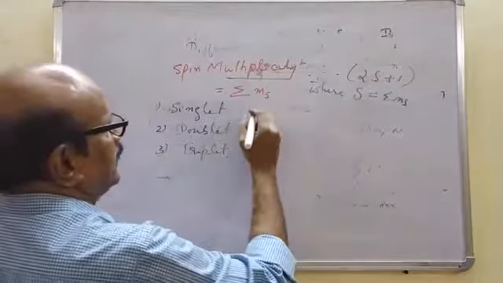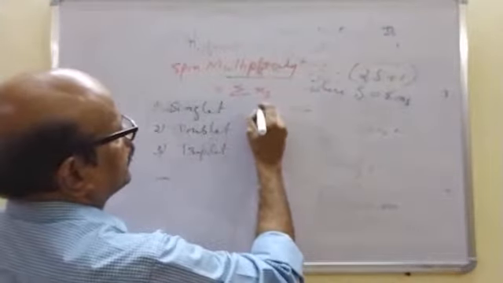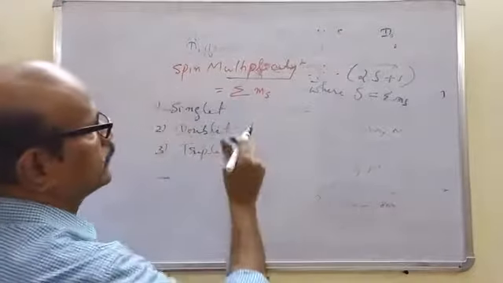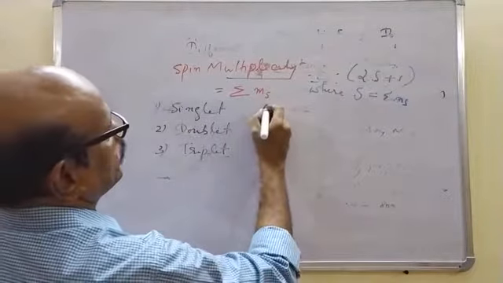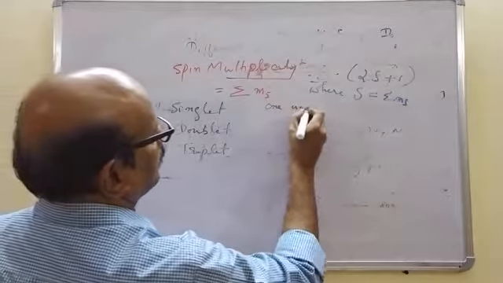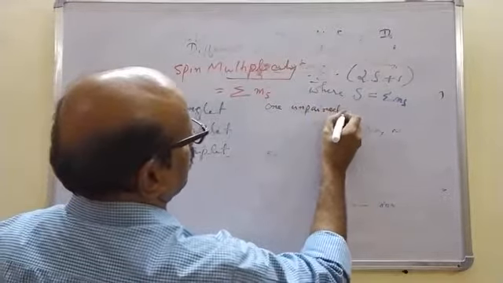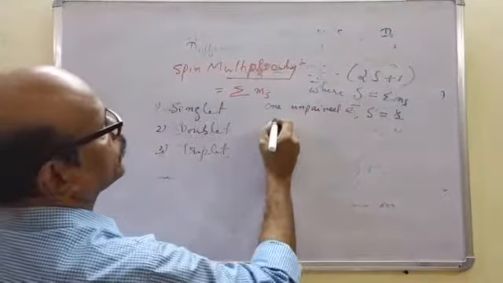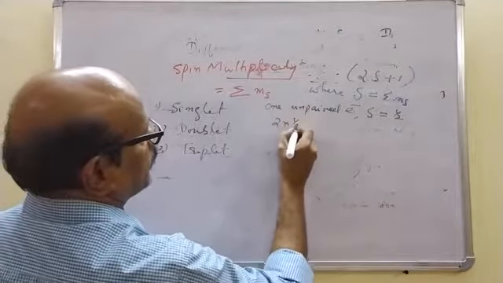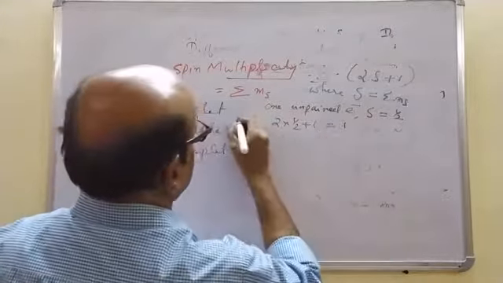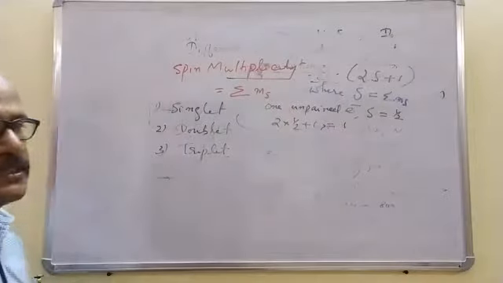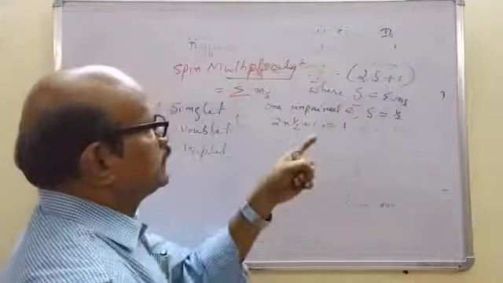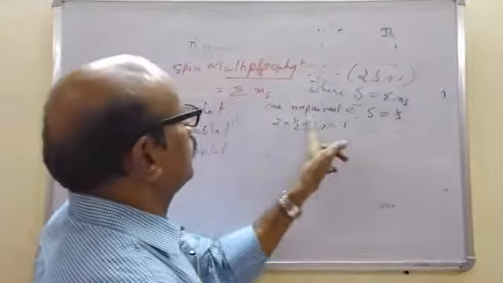The singlet means if S is half. If in a molecular system there is only one unpaired electron, so that S is equal to half, then we have 2 into half plus 1, that is equal to 1, that is called a singlet. So any molecular system which contains one unpaired electron with the resultant S equal to half is called a singlet state.